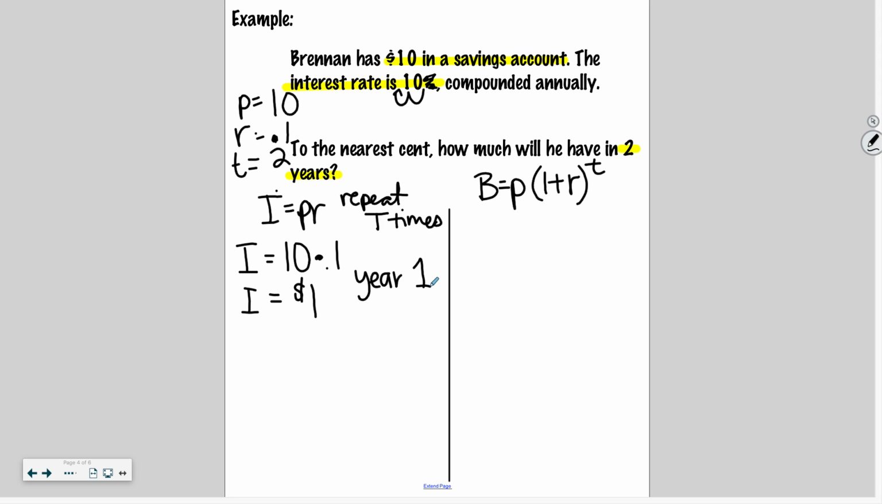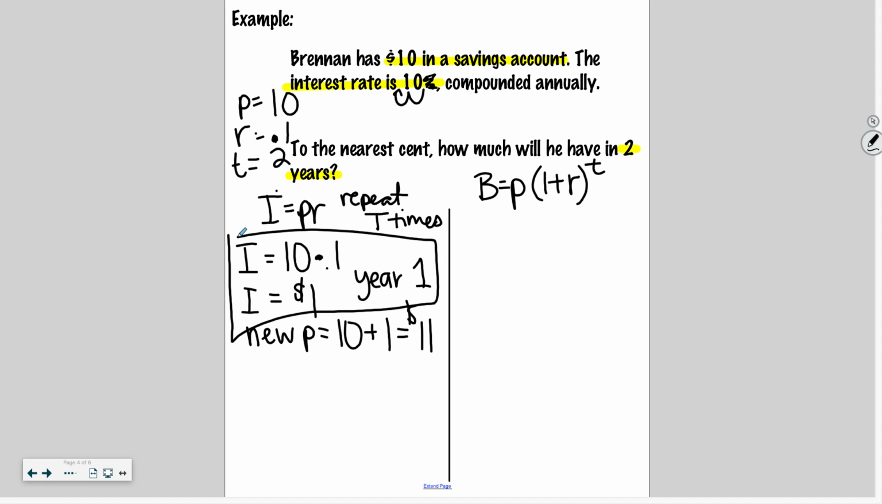In order to be able to do year 2, I have to figure out what my principal for year 2 is. So the new principal is the original principal plus our interest, which is going to be $11. So when I do this problem for year 2, I'm going to have I equals 11 times 0.1, which gets us an interest of $1.10.